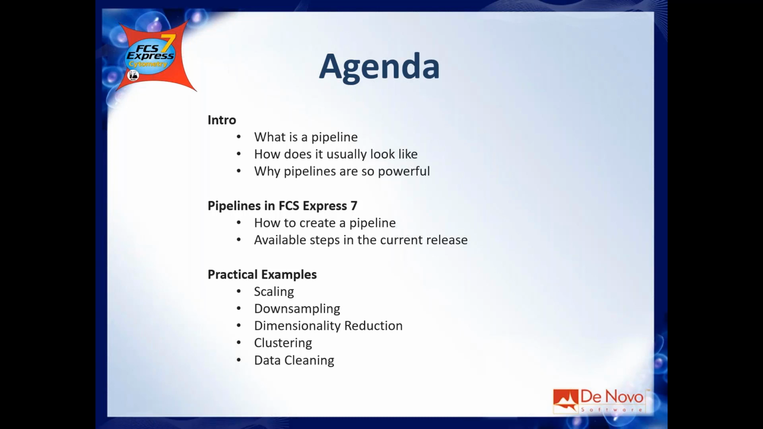Then we will focus on pipelines in FCS Express 7. We will see how to create a pipeline, and we will see all the available steps that you can combine to create a pipeline. Of course, we will do this by looking at some screenshots and some theory, some slides, but also we will do it practically. So we will create a pipeline together. It will be a 4 or 5 step pipeline, and we will create it really step by step. As you can see here, I want to add, just to anticipate, some scaling, some downsampling, dimensionality reduction, clustering, some data cleaning, and so on.